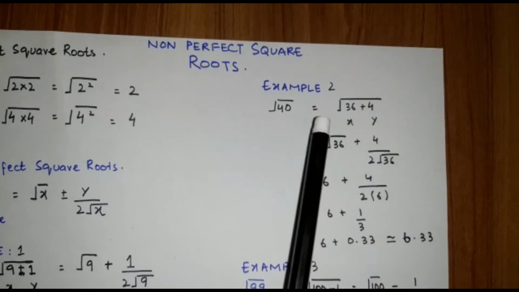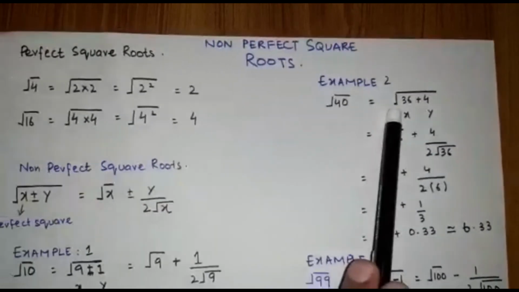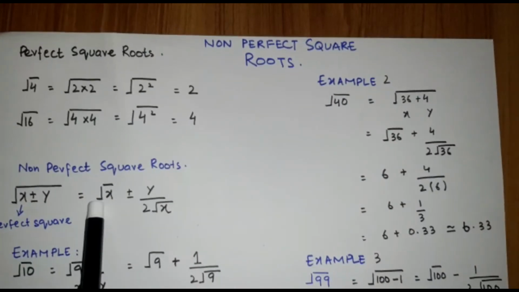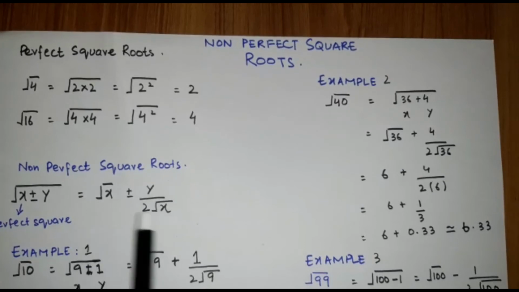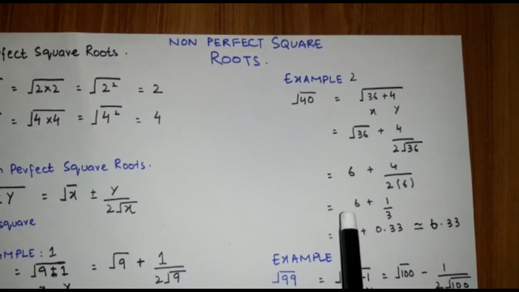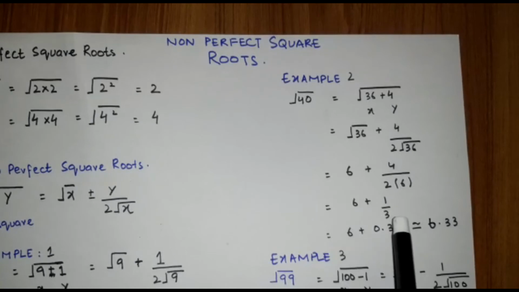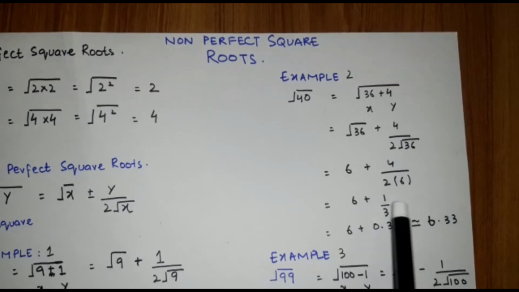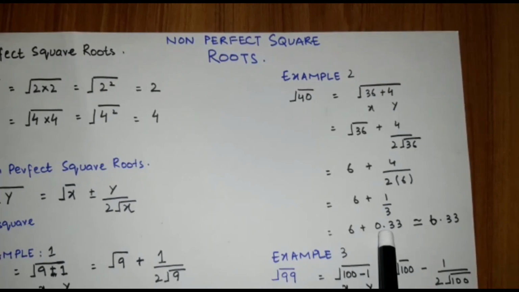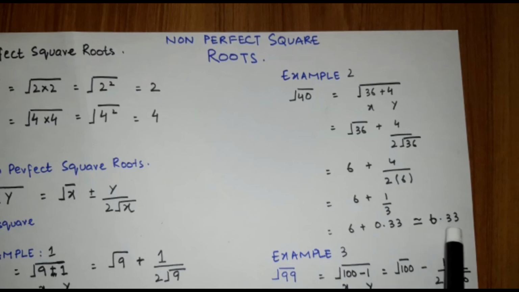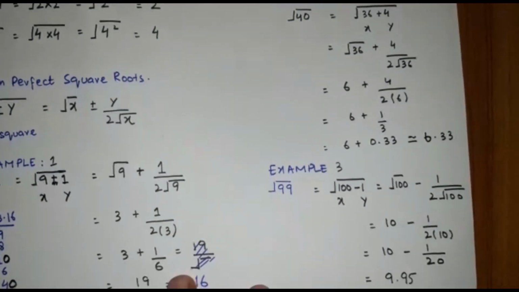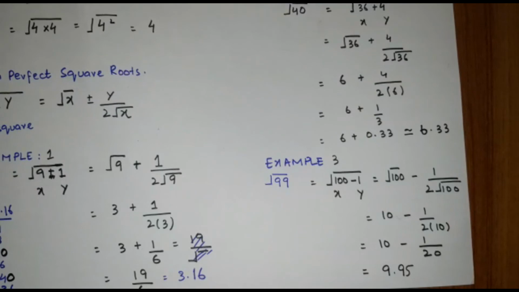We must always ensure that our x is a perfect square, because we have to put it in the formula, and in the formula x has a square root on itself, so it should be a perfect square. Now by substituting 36 and 4 in the formula, I have simplified the fraction to 6 plus 1 upon 3. As we all know that 1 upon 3 is 0.33, I have written 1 upon 3 as 0.33, and by adding both of them I have arrived at my answer, that is 6.33. Always remember that these answers are approximations of your solution and will not always give you the exact answer.